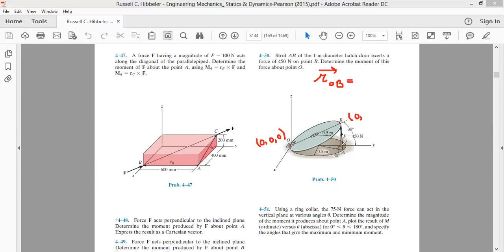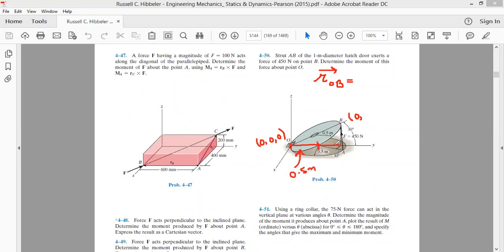Now, as far as the y coordinate of point B is concerned, in order to reach point B along the y-axis, you have to move the distance from point O to this much. This distance that I have drawn here is the y coordinate of point B. And you see, we are given the shadow at the bottom that has a radius of 0.5. It means from here to here, the distance will be 0.5 meter.